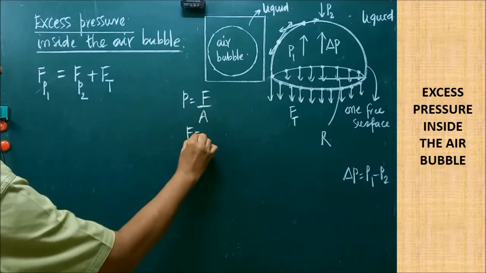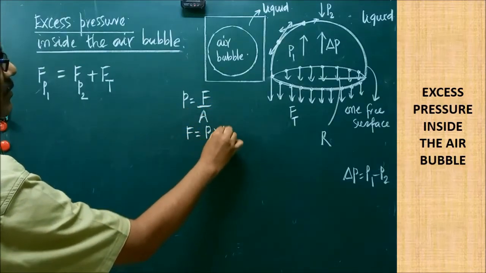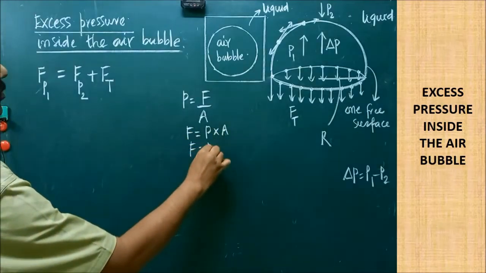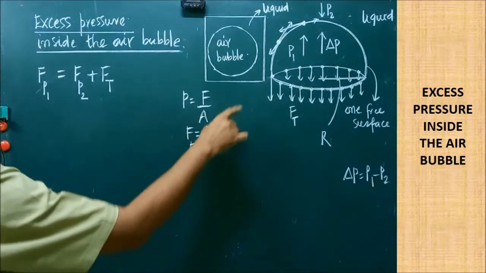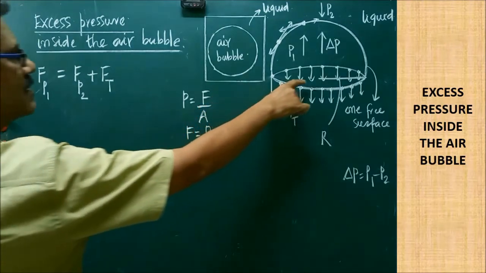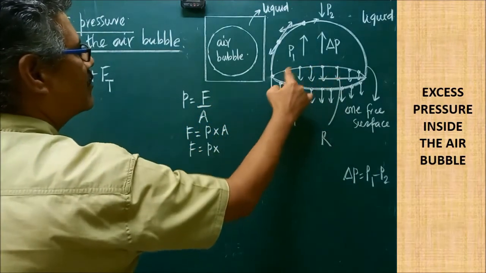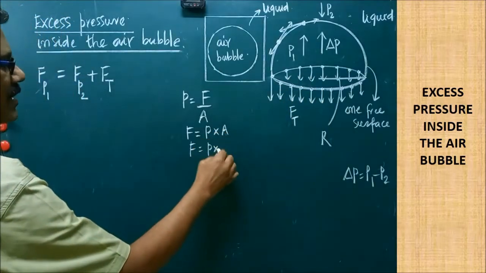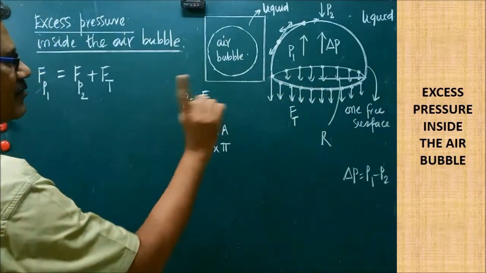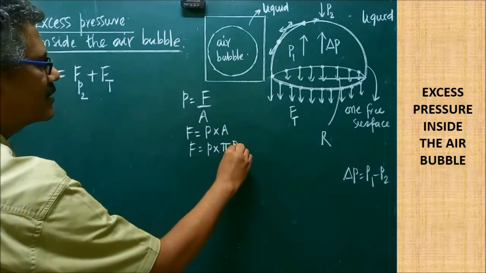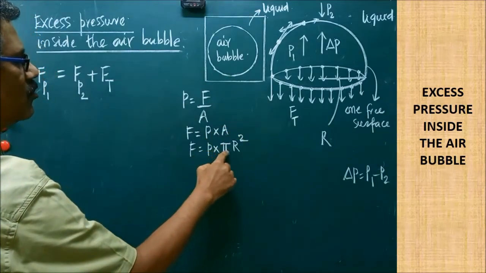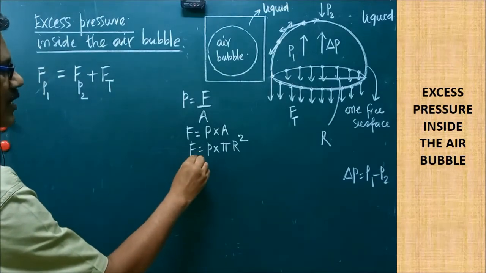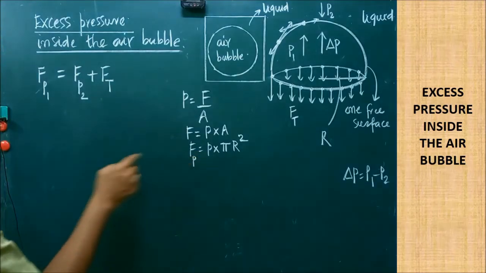Therefore, force is equal to pressure into area. Are you clear? Force is equal to pressure into area. Here, area means which area? This lower part of the hemisphere has one cross-sectional area, no? That area of cross-section, since it is in the form of a circle, can be written as P into pi r square. So this is the formula from which we are able to get the expression for force due to pressure.